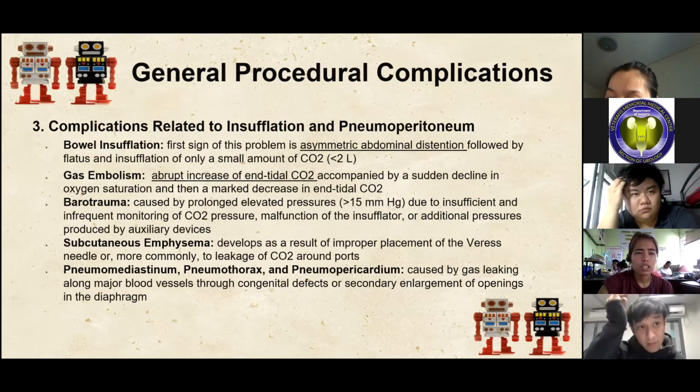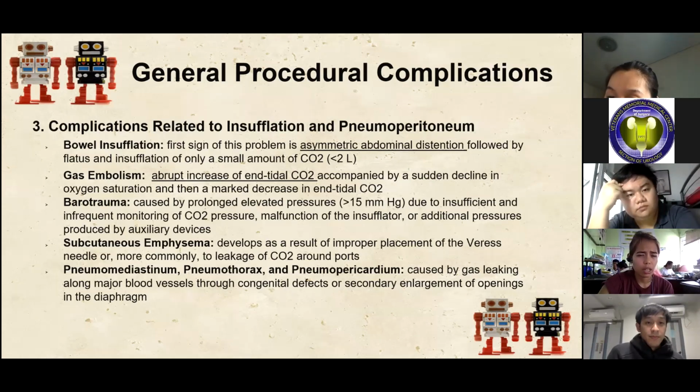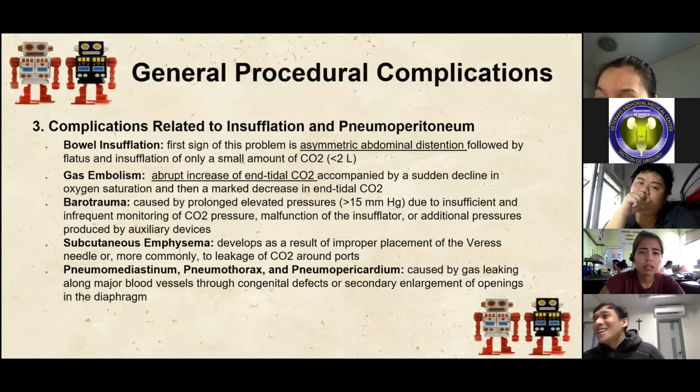So, first complication would be bowel insufflation, and the first sign of this problem is asymmetric abdominal distension, followed by flatus and insufflation of only a small amount of carbon dioxide. Gas embolism: there is an abrupt increase of end-tidal carbon dioxide, accompanied by a sudden decline in oxygen saturation and then a marked decrease in end-tidal carbon dioxide.